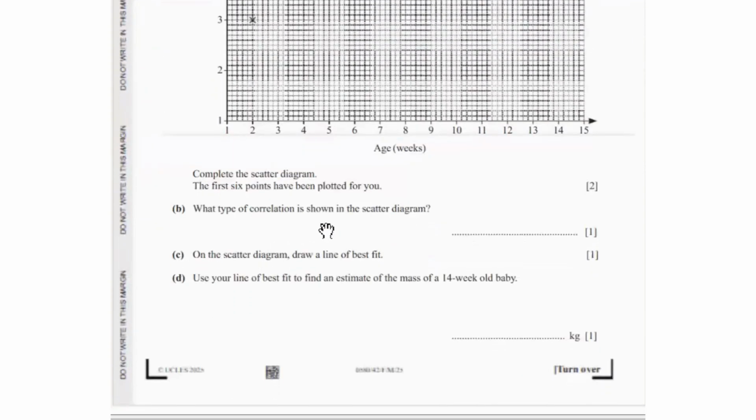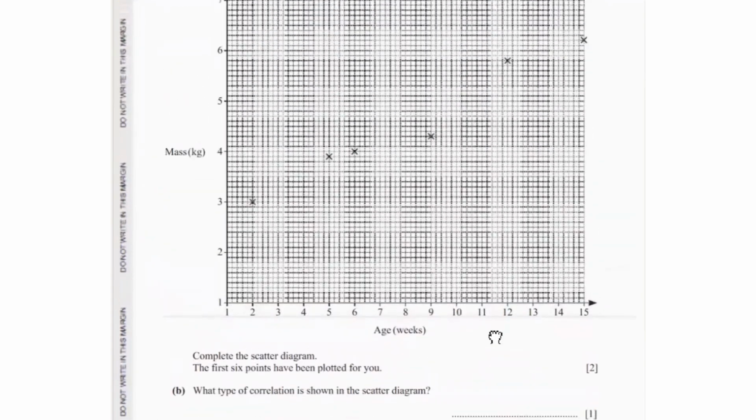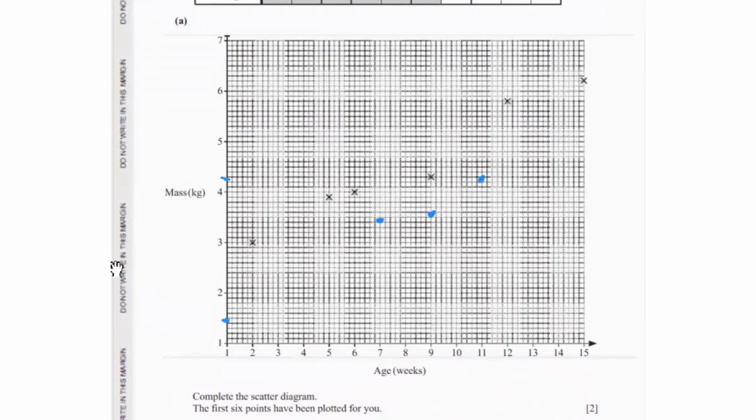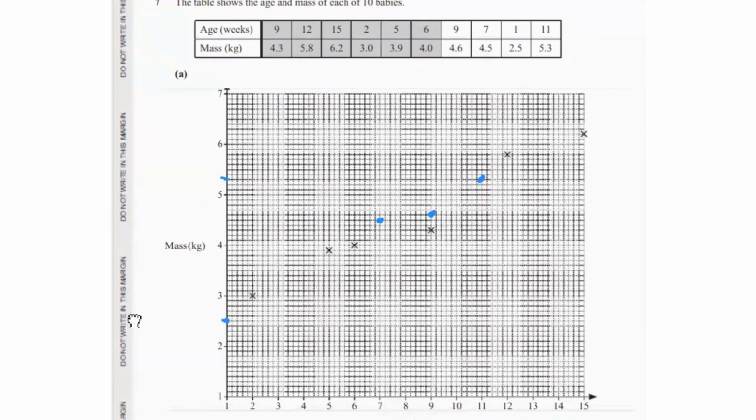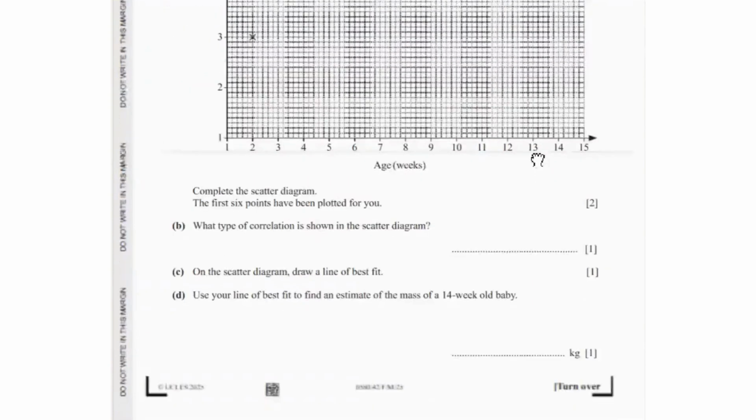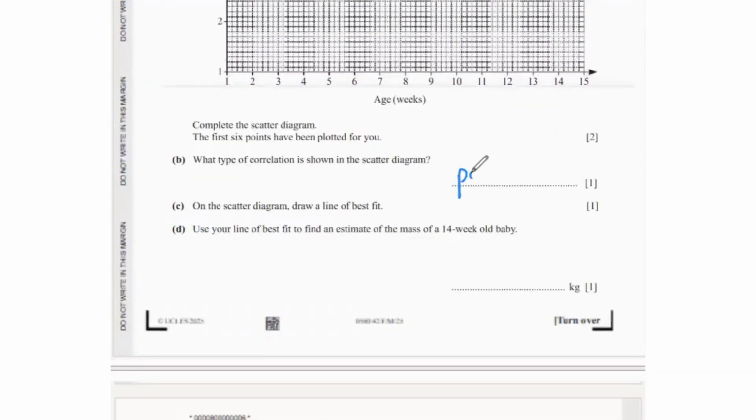Then it says what type of correlation is shown in the scatter diagram. So if we go back to the plotted points, we can see that as the value of age is increasing, the mass is also increasing, which means it's a positive correlation. When both the quantities are increasing, it shows positive correlation. When one quantity is increasing and the other is decreasing, that shows negative correlation. So positive.